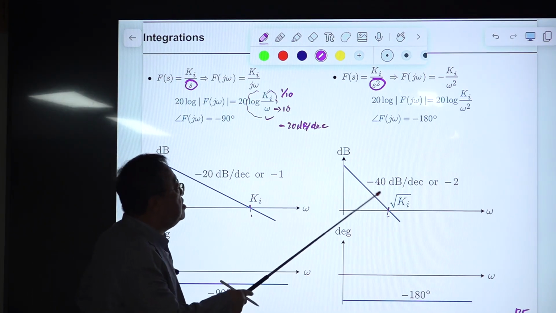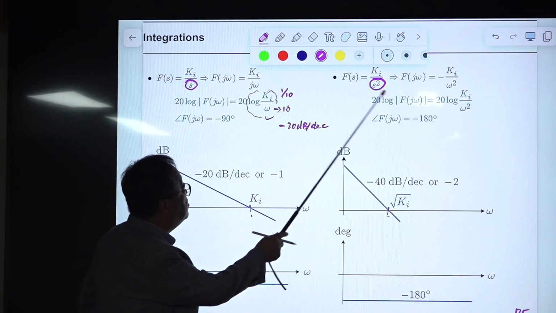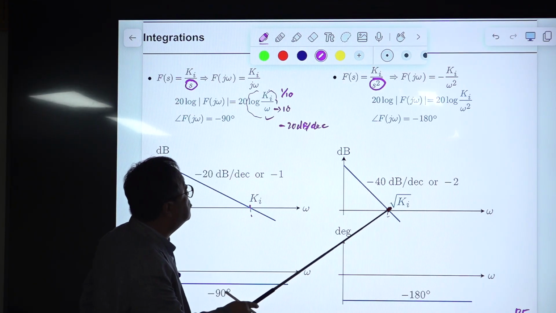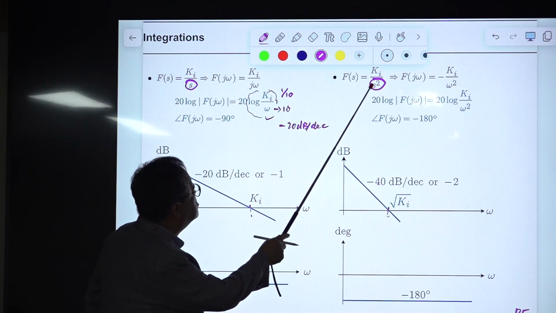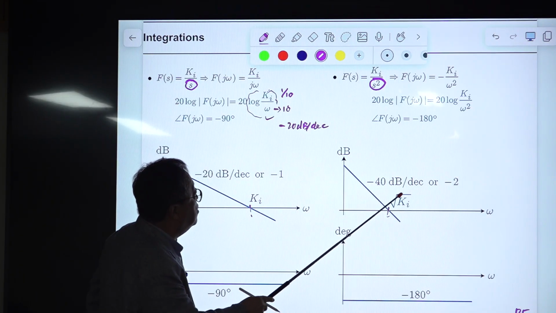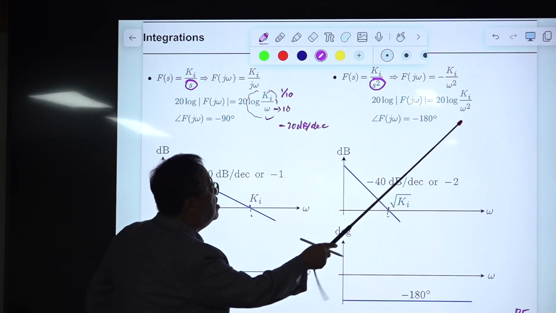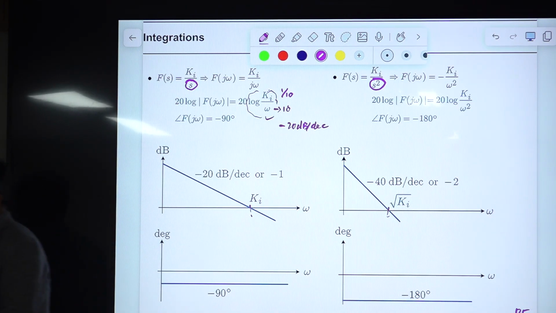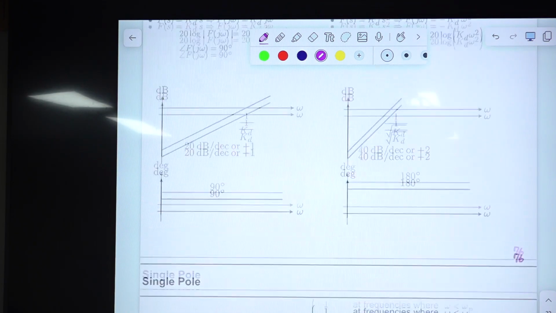So it is minus 40 dB per decade, and this 0 dB crossover frequency is where, if this value is 1, they scale and cancel and it becomes 1. Okay? So this 0 dB line is here. 0 dB line here. All right, okay.